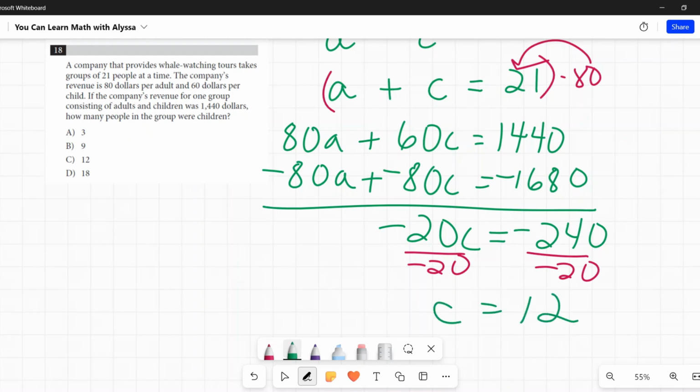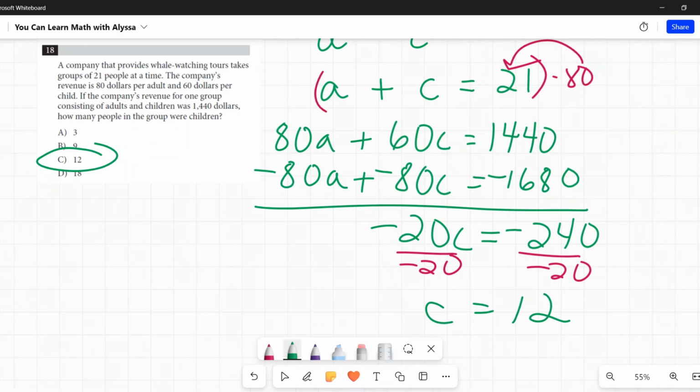So there were 12 children in that group. C is my answer. See, we didn't even have to solve for the number of adults. And I didn't when I was prepping for this. But I suspect, and look up there. Oh, yep, sure enough, if there's 12 children, then there would have been 9 adults. And look, there's number 9 at B. They're trying to get you. No, don't find the adults. Find the children. C, 12.